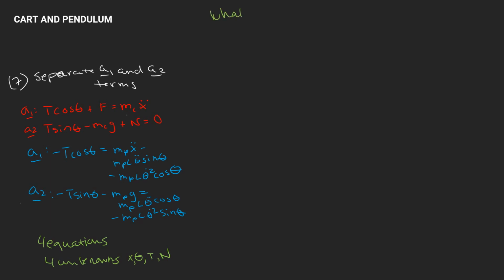So what we want are 2 equations with only x and theta and their derivatives. Those are the only unknowns that should be in those equations. So now we just kind of mess around and see if we can get there. It's actually not as hard as it might seem at first.